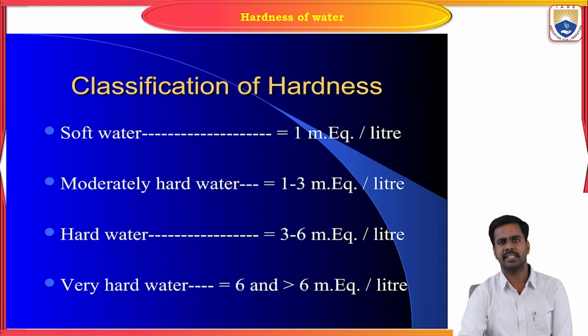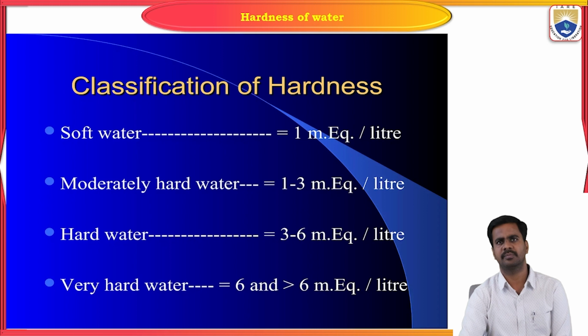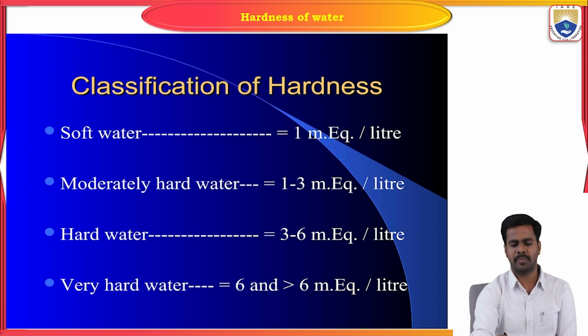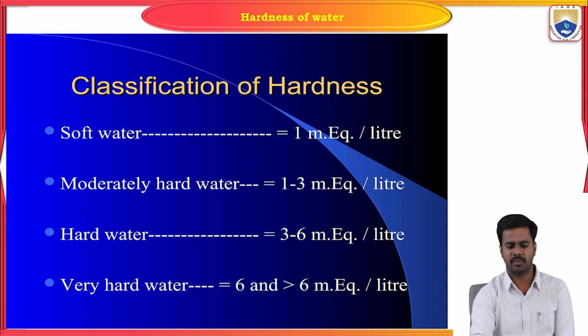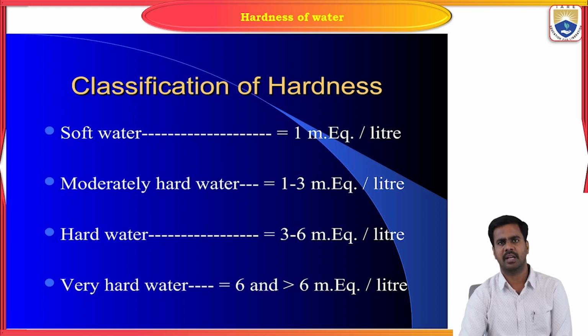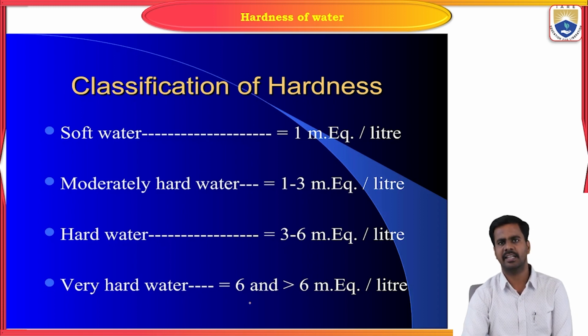Hardness levels. Soft water hardness is less than 1 milliequivalent per liter. Moderate hardness is 1 to 3, hard water is 3 to 6, and very hard water is greater than 6 milliequivalents per liter.